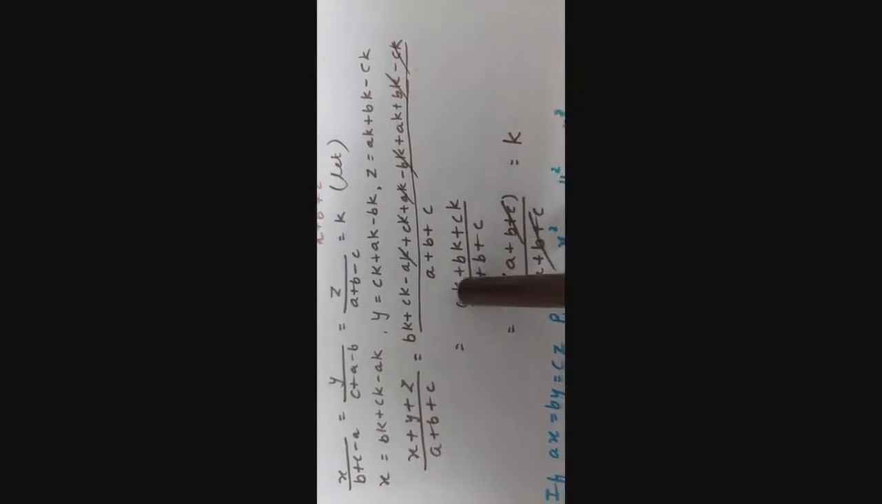Here x value plus y value plus z value, denominator as it is. Now what we have, get cancelled: minus ak plus ck minus ck, bk minus and plus here. So only I have ak plus bk plus ck in the numerator, you see, and in the denominator only a plus b plus c. In the numerator k is common, so only a plus b plus c is left in the bracket, so that is cancelled out, only k is left.